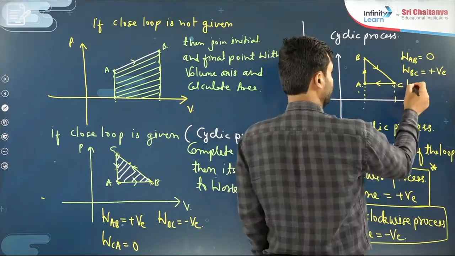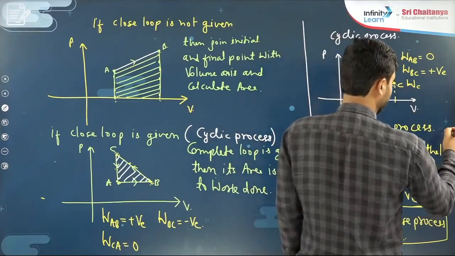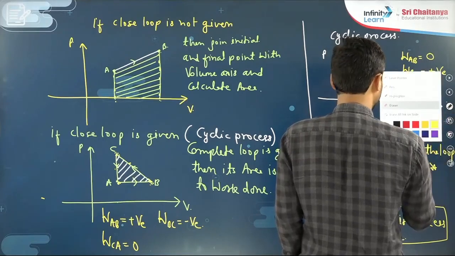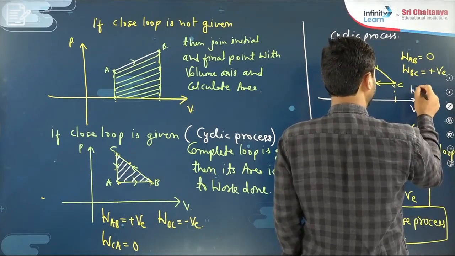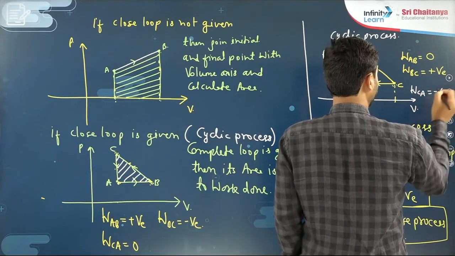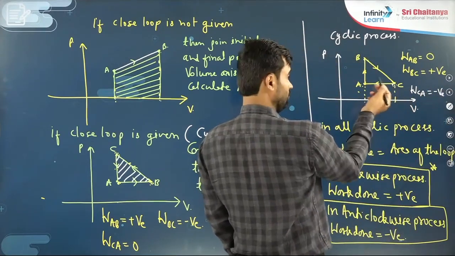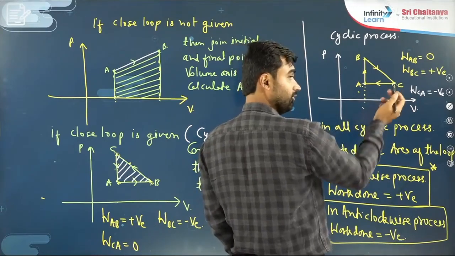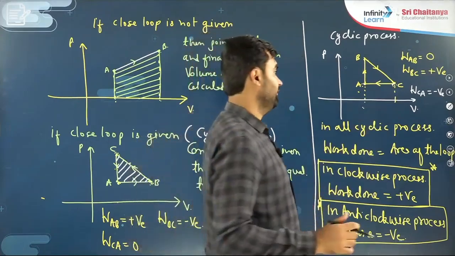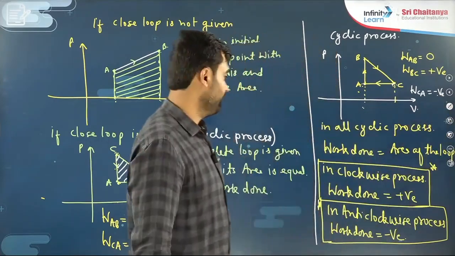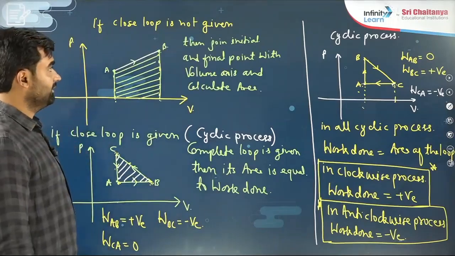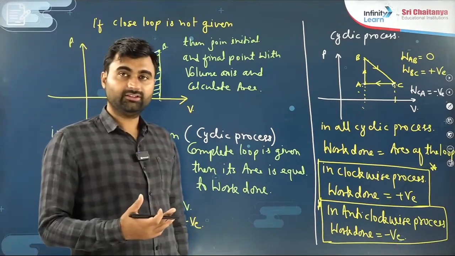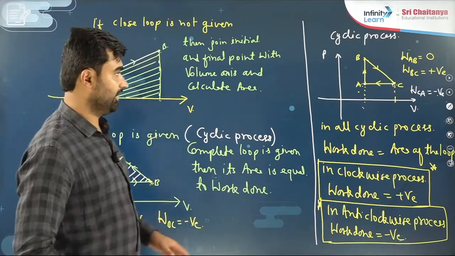Now C to A, you all can say that it is direct. Here work done is negative. So work done C to A is negative. Why is it negative? Because for C to A, final is A, initial is C, final volume is less, initial volume is more, means volume decreases. If volume decreases, then work done is negative. Okay, is it clear? This point you all have to remember: if volume increases, then work done is positive; volume decreases, then work done is negative.